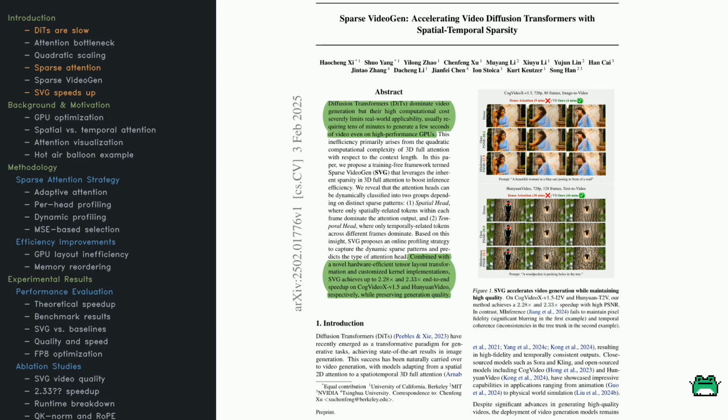Visual comparisons show that dense attention often leads to blurring and temporal inconsistencies, while SVG maintains sharp details and smooth motion. This sets the stage for the rest of the paper. We've got the problem, slow video generation, the key observation, sparsity in attention, the solution, SVG, and its impact, 2 times speed up without quality loss. Next, we'll dive into how this sparsity profiling works and how hardware optimizations come into play.